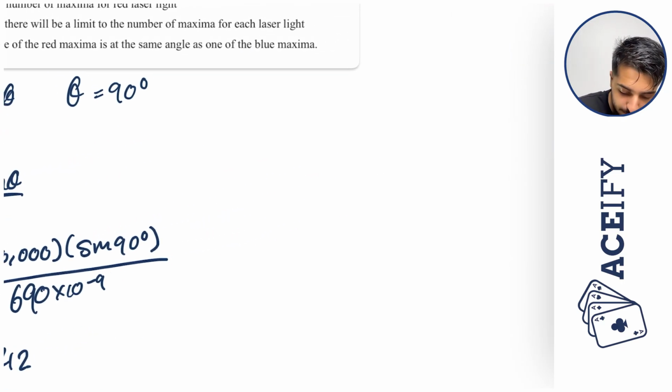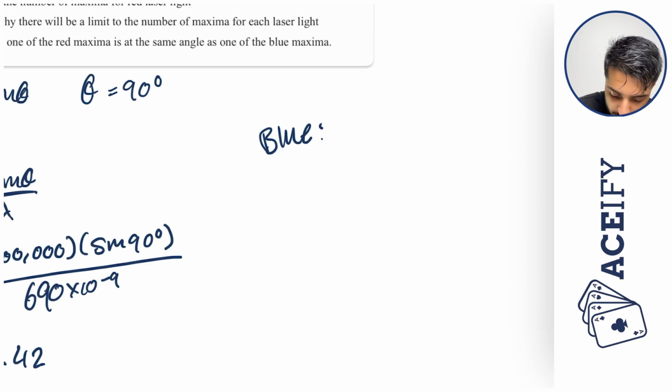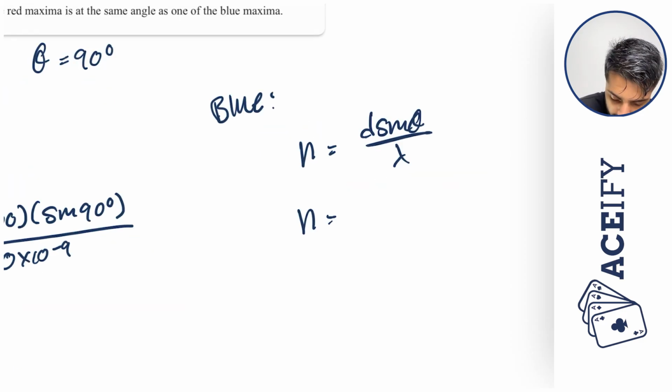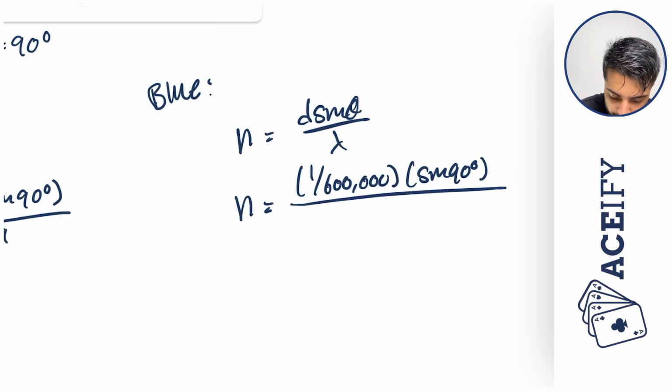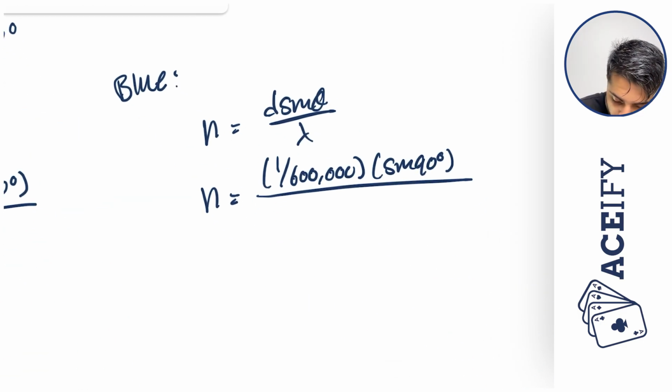And so we can do the same exact process for the blue. Again, we know our n is equal to d sine theta all over our wavelength. d is 1 over 600,000 times sine 90 degrees all over our wavelength, which is 460 times 10 to the negative 9.